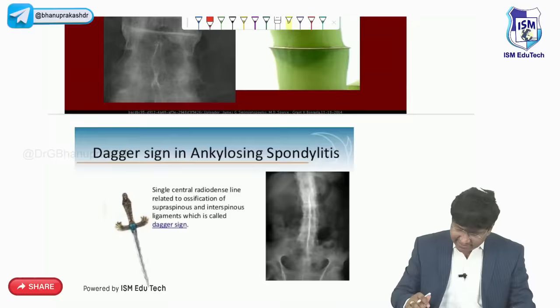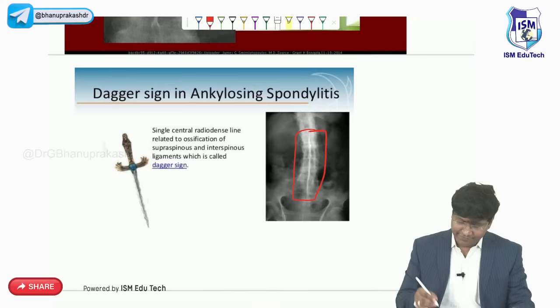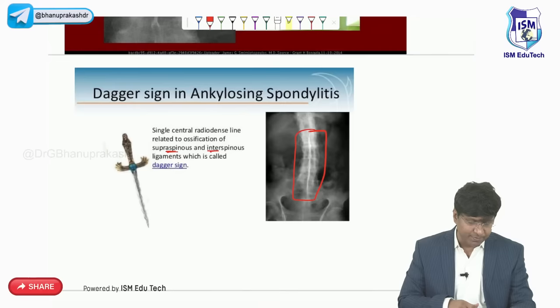And in the recent FMG exam, what they have asked you is about the dagger sign. What is this dagger sign? This particular dagger sign is due to ossification of the supraspinous as well as the interspinous ligaments. Right? Supraspinous and interspinous ligaments. Okay? So that is what is your dagger sign.